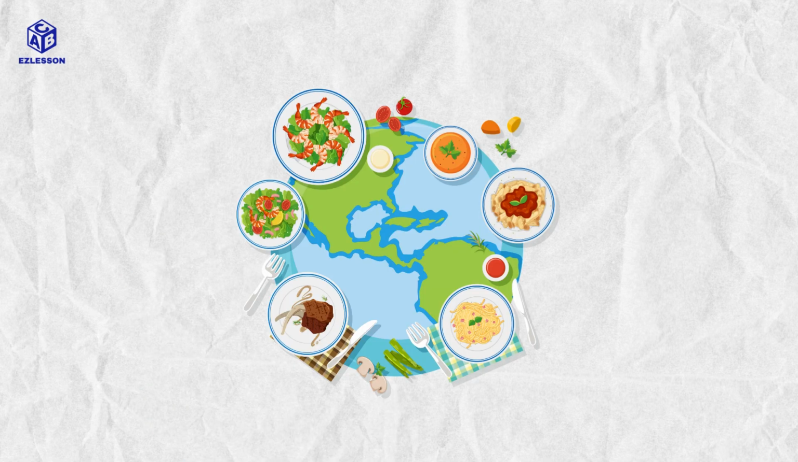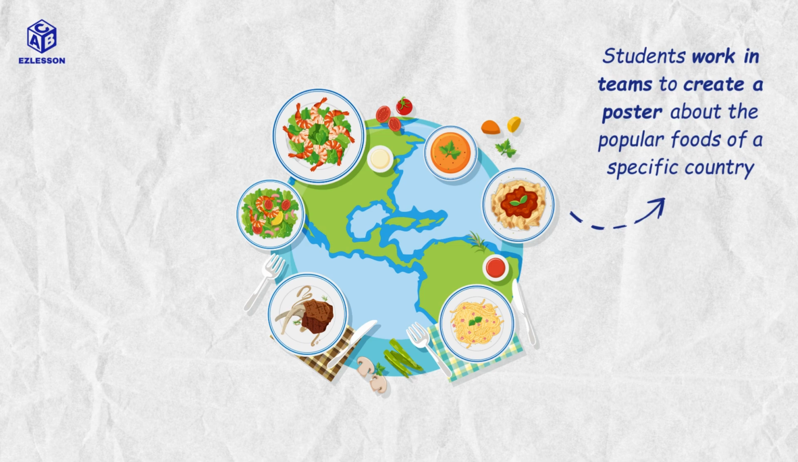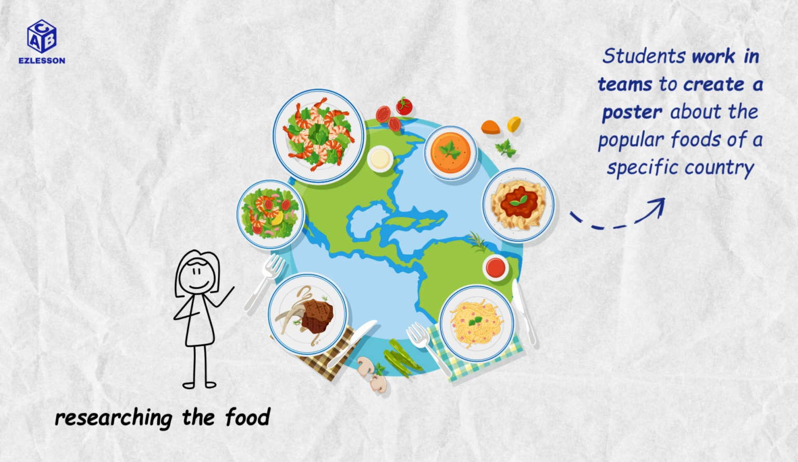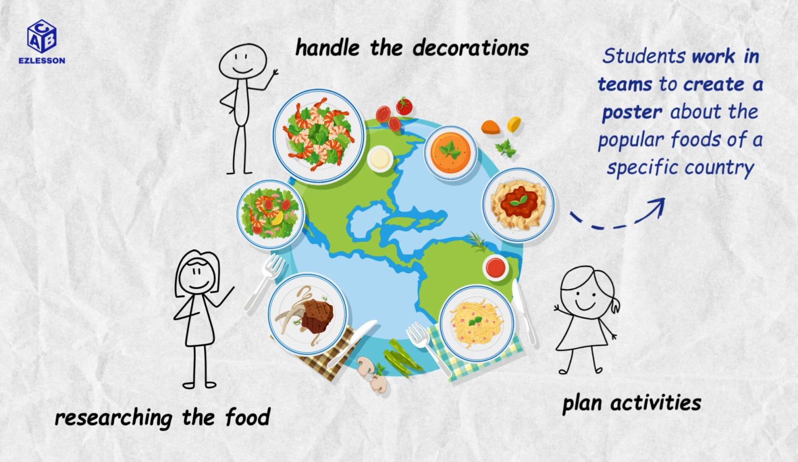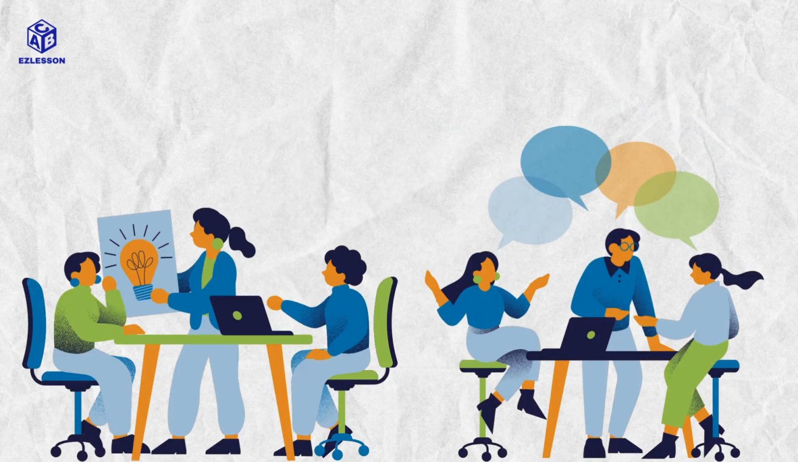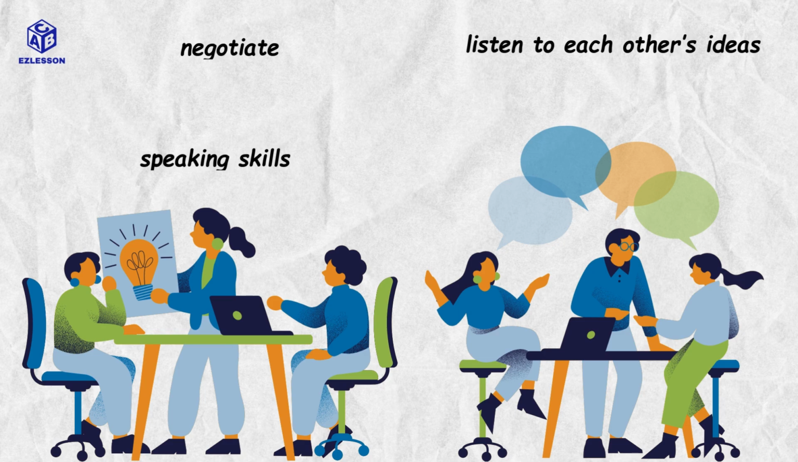For example, in a lesson about food around the world, you can have students work in teams to create a poster about the popular foods of a specific country. Each group can be responsible for different tasks. Some students can focus on researching the food, others can handle the decorations, and some can plan activities or fun facts related to the country. As they discuss, students not only practice speaking skills, but they also learn to negotiate, listen to each other's ideas, and work together to create the best poster.